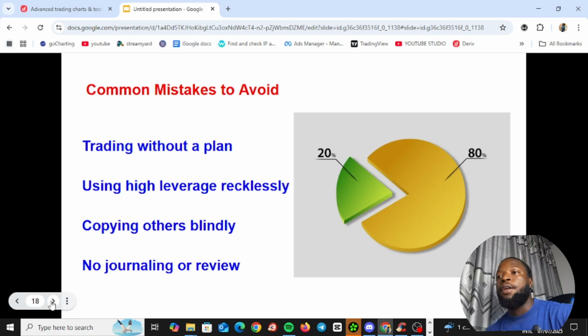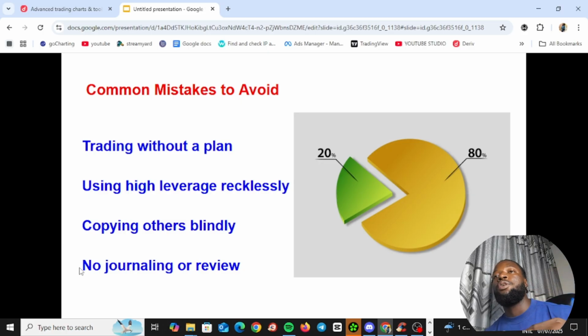And also, a common mistake you need to avoid as a trader: you have to trade with a plan. You cannot start trading without a plan. Once you don't plan your trade before taking it, you're just going to be trading blindly. Also avoid using high leverage recklessly. You don't need to over leverage. Like I explained leverage earlier, the higher the leverage, the higher the risk, and also the higher the profit.